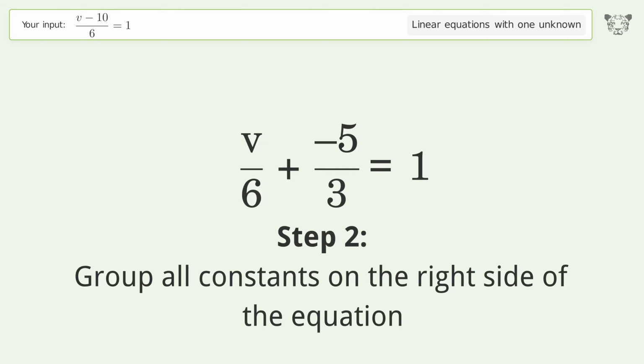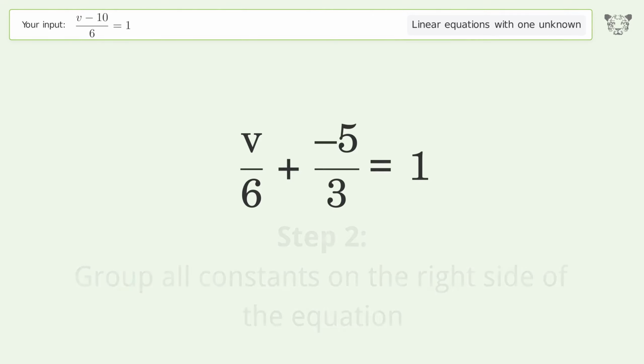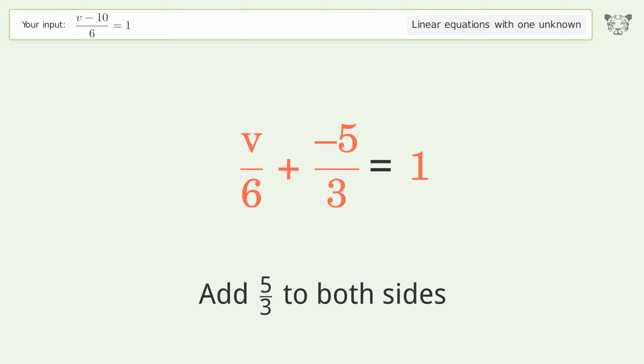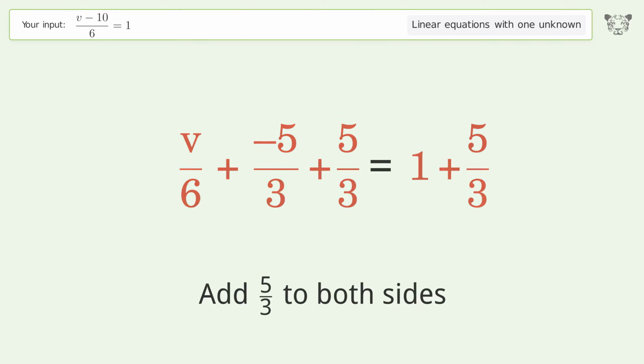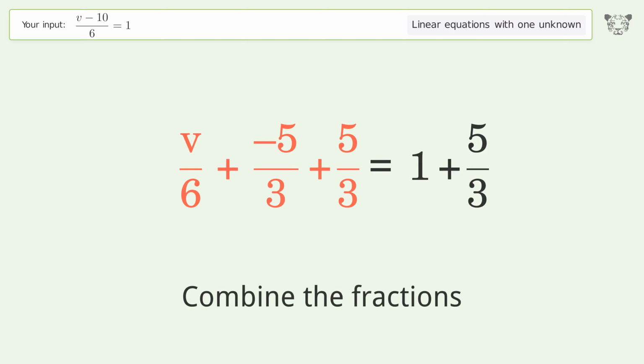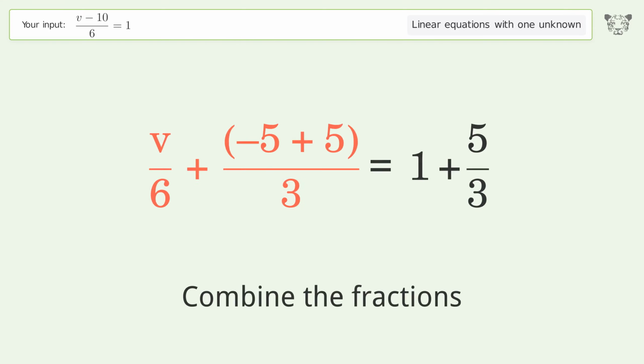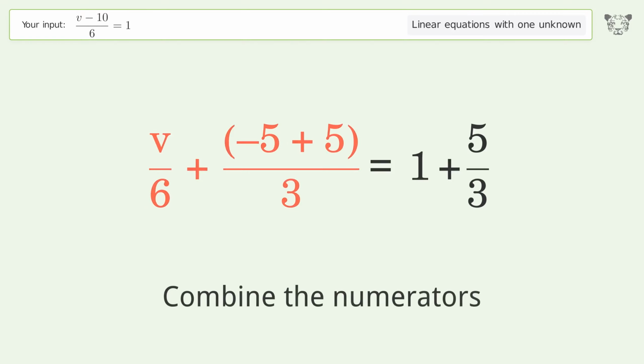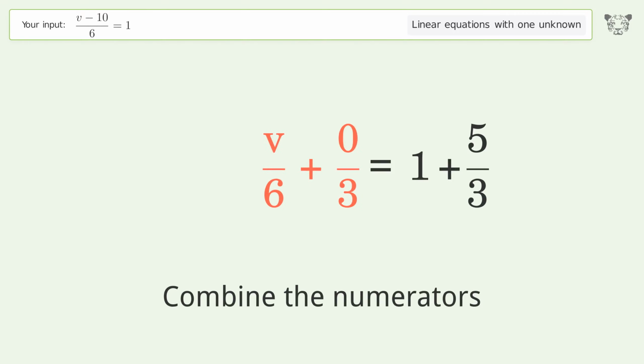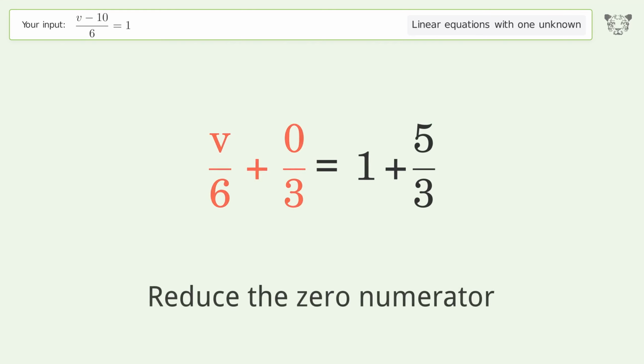Group all constants on the right side of the equation. Add 5/3 to both sides. Combine the fractions. Combine the numerators. Reduce the zero numerator.